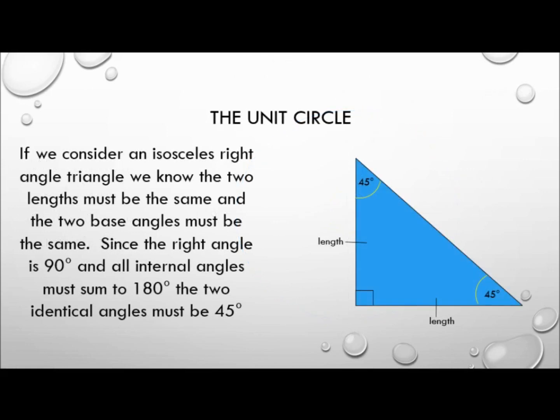If we consider an isosceles right-angle triangle, we know the two lengths must be the same and the two base angles must be the same. Since the right angle is 90 degrees and all internal angles must sum to 180 degrees, the two identical angles must be 45 degrees.